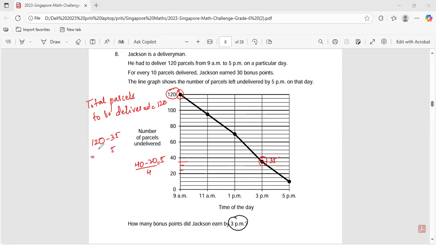So how many were delivered? 85 were delivered. Now for every 10 parcels delivered, you can break it up into 80 and 5. So for every 10 parcels delivered, so that is 8 times, he got 30 points. So 8 times 30, which is 240. So how many bonus points did he get? He got 240 bonus points. So the answer is 240.